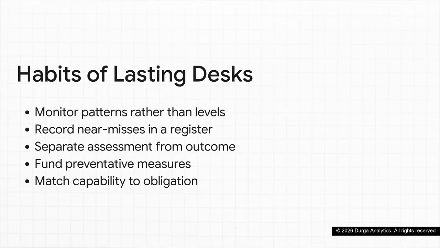On the flip side, how do durable desks survive? They build ironclad habits. They monitor patterns instead of just looking at levels, meaning they track the frequency of system overrides instead of just waiting to hit a P&L limit. They record their near misses. If an intervention stops a total disaster, somebody writes it down so the desk actually learns from it, completely cutting out survivorship bias. And most importantly, they separate the assessment from the outcome. You can have a month where you make 3 times your budget, but if you took risk wildly outside your mandate to get there, that is assessed as a terrible month.